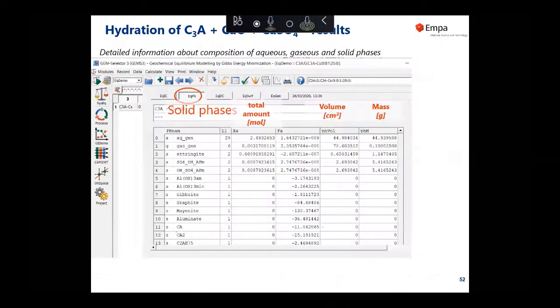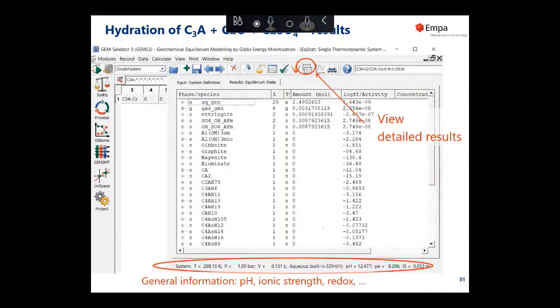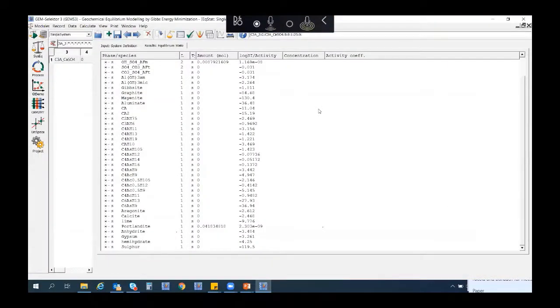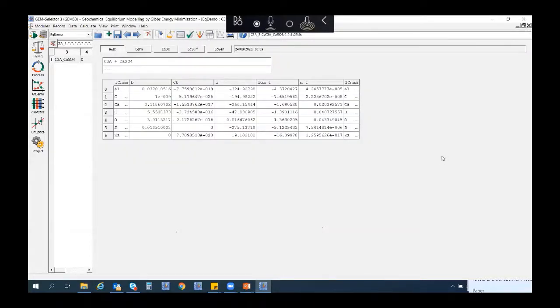We can look at the detailed results if we click on this one, and I change back to GEMS. And we can see the detailed results here. You have a number of different sections. The first one is called EQIC. This means equilibrium ionic concentrations. And the most important part is back here. There you have total concentration. So that's total dissolved concentration.